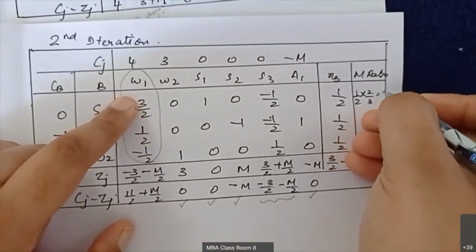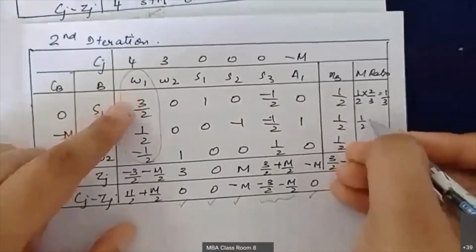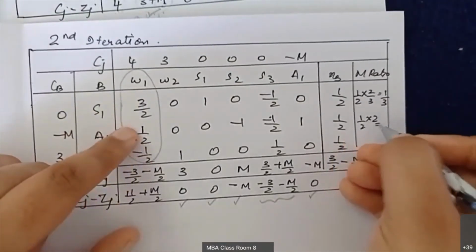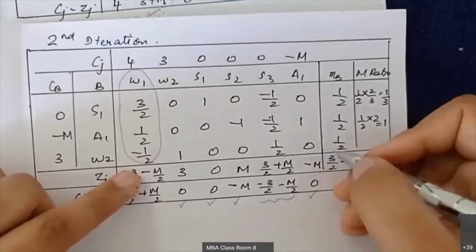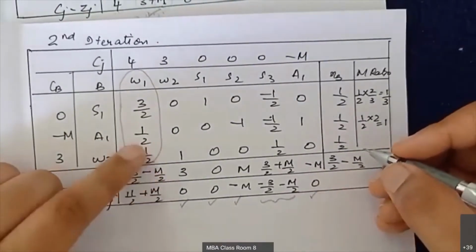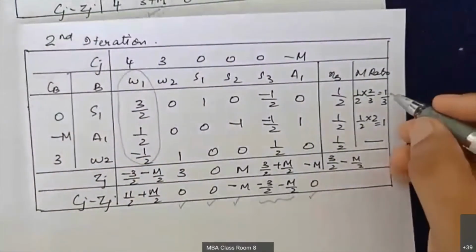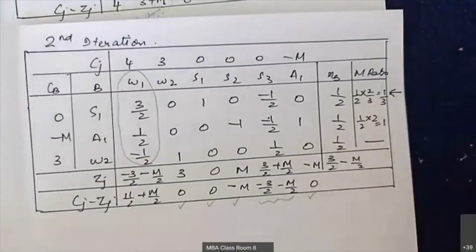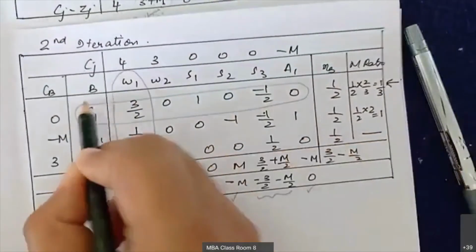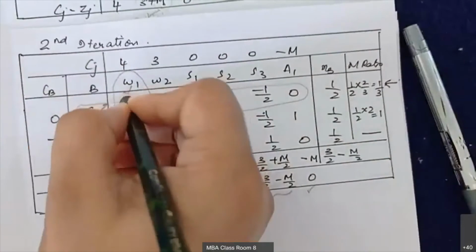This value is 1 by 3. Next one over here, it is 1 by 2 into 1 by 2, which is 1. Over here it is 1 by 2 divided by a negative value. Since it is a negative value in the key column, you don't have to write anything, put a dash there. Which is the minimum ratio over here? The first row is going to have the minimum ratio. So S1 is going to be the leaving vector and W1 is going to be the entering vector. This will leave and this will come inside.